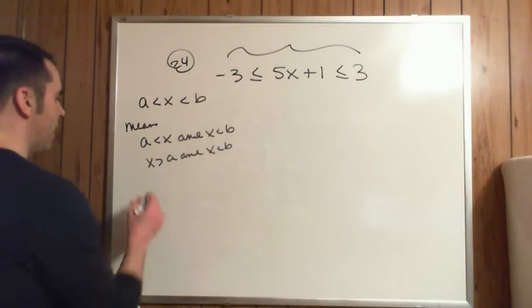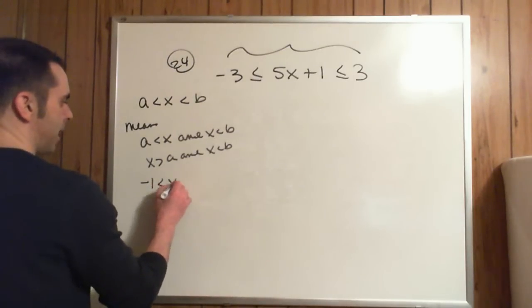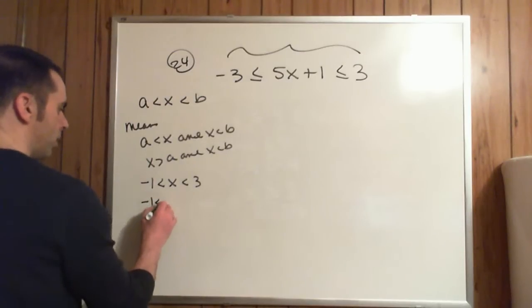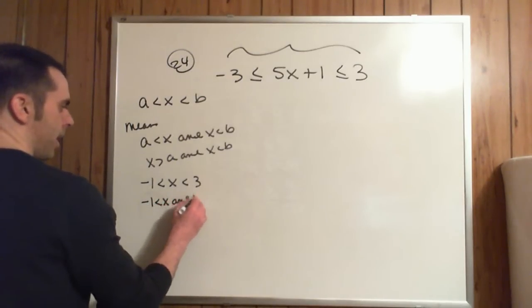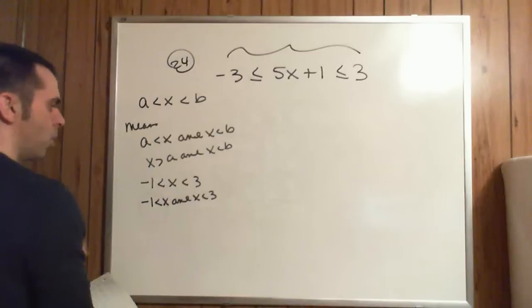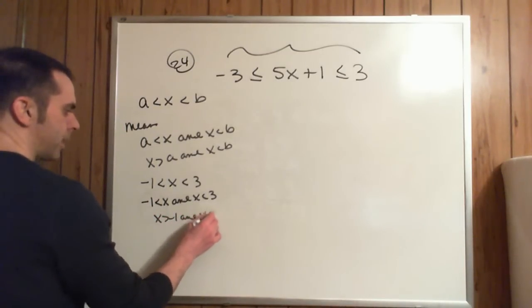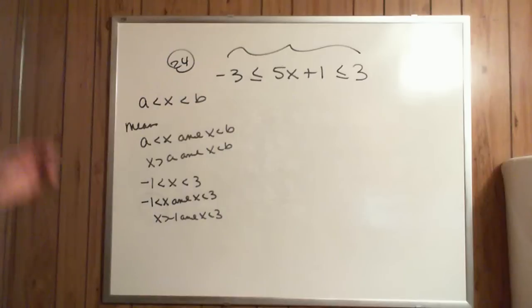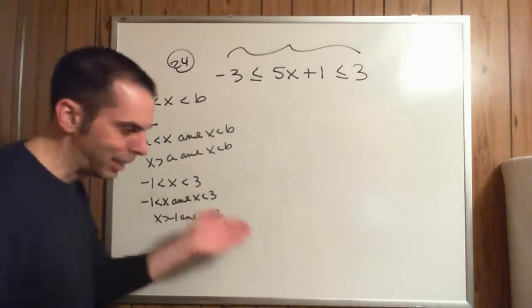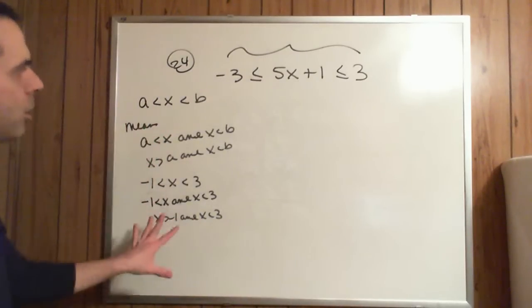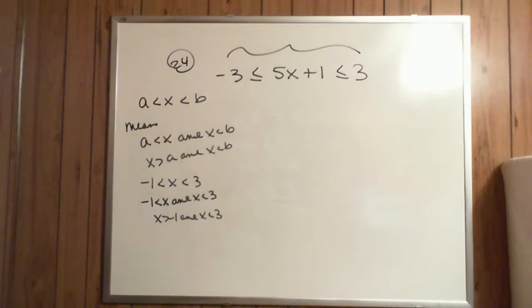For example, if I have negative 1 is less than x less than 3, this would mean that negative 1 is less than x and x is less than 3. Or x is greater than negative 1 and x is less than 3. It means all numbers that are greater than negative 1 and less than 3. Okay, so that's what that notation means. It means and.